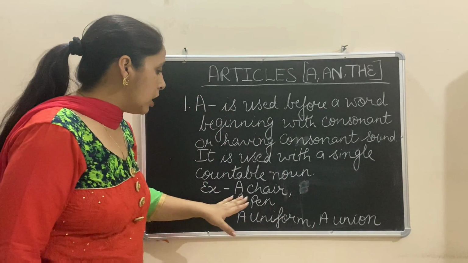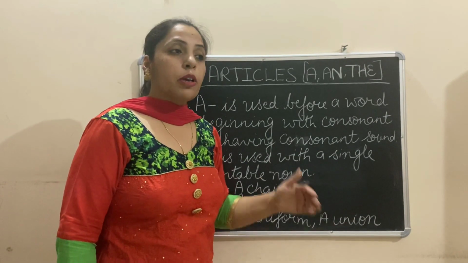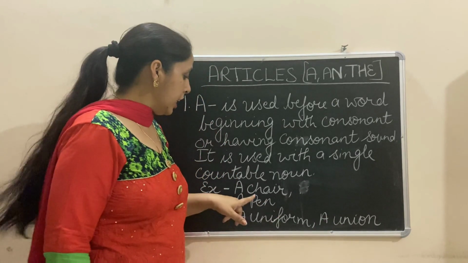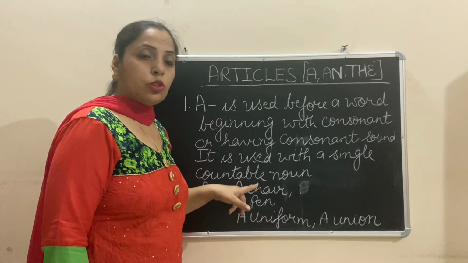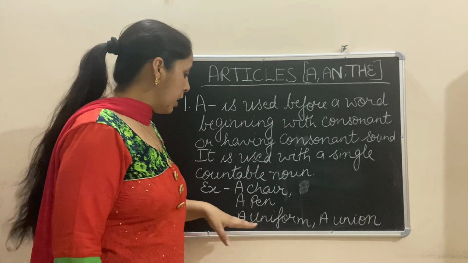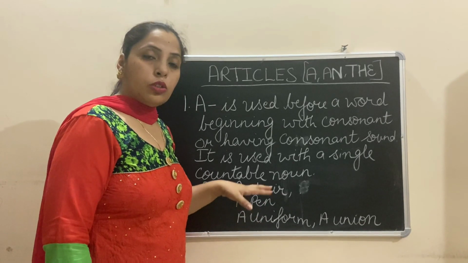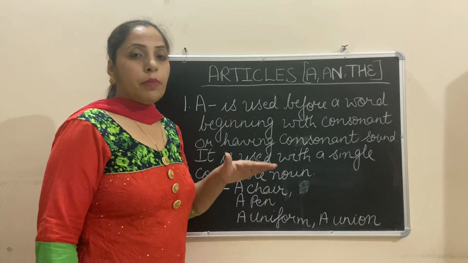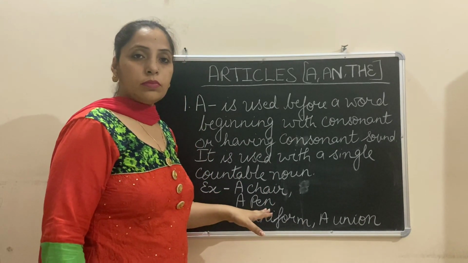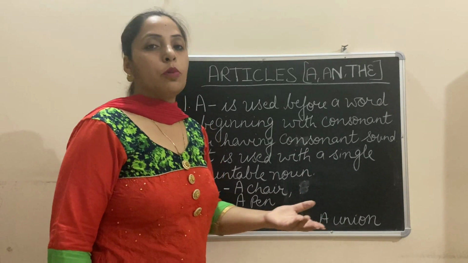For example, a chair. We cannot say a chairs because chairs is plural. So we always say a chair. The C is a consonant, so we will add a: a chair. Similarly, a pen. P is a consonant. When we are writing pen, we are mentioning a single pen. So we will write a pen. We are not going to say a pens because pens is plural.